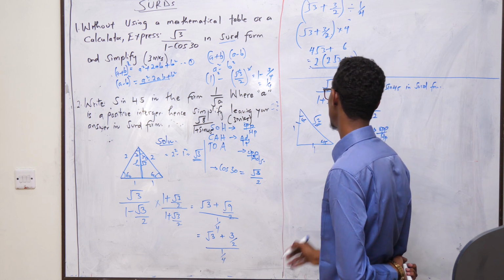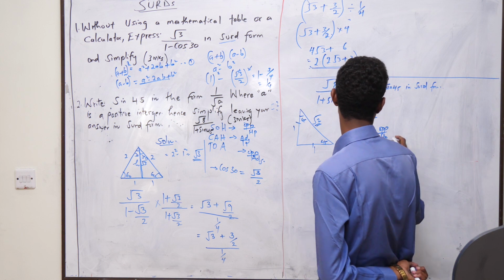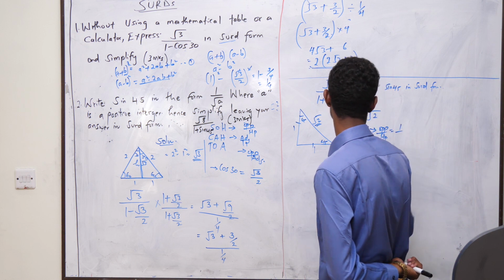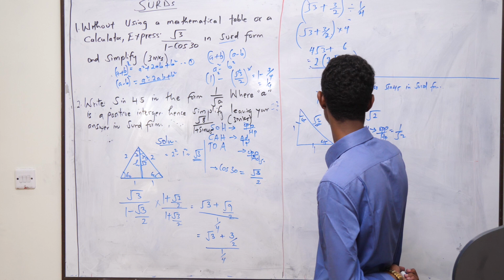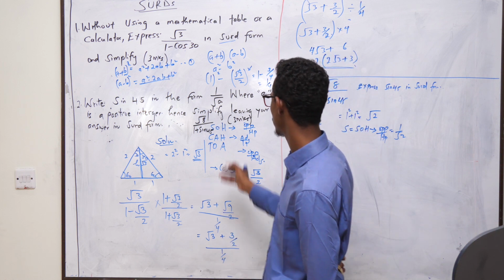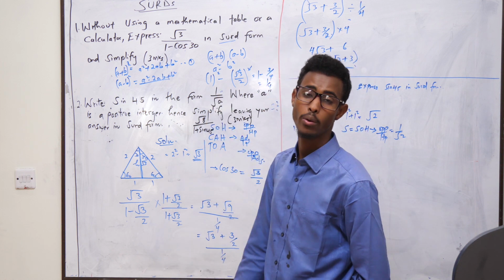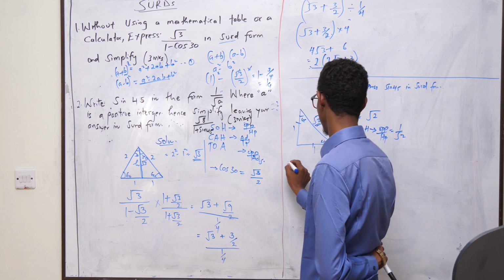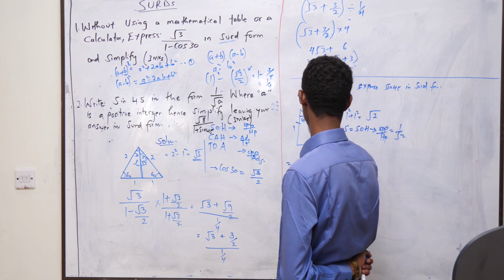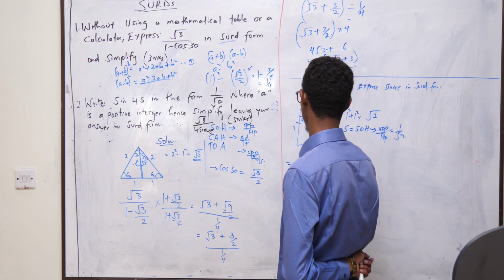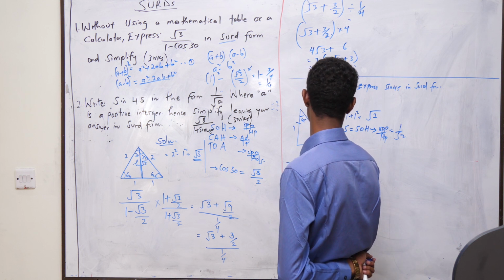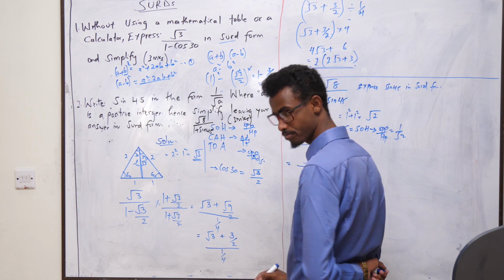Now let's look at this one. For 45, the opposite is 1 and the hypotenuse is root 2. Now let's replace. We have expressed sin 45 in surd form as 1 over root 2. Now it will be root 8 over 1 plus 1 over root 2.